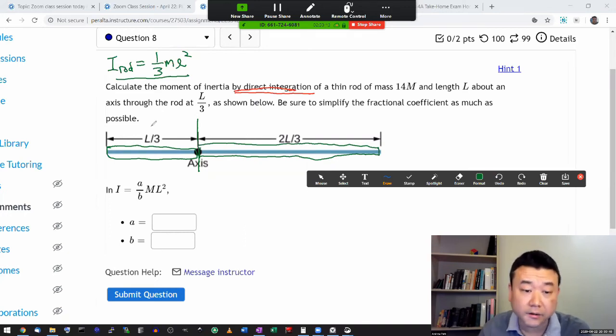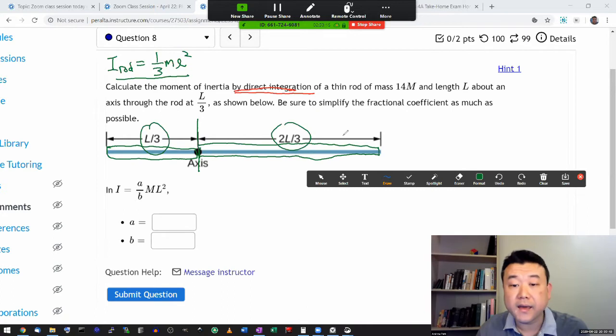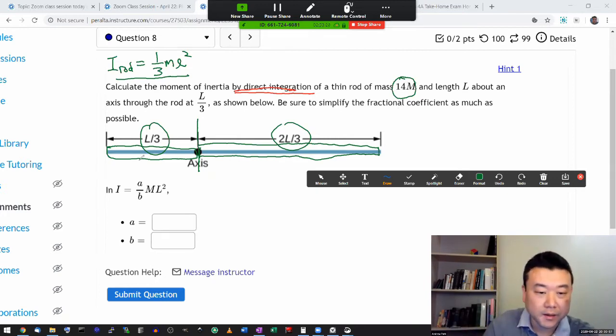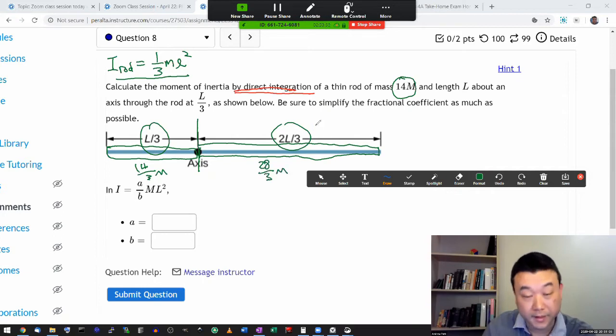The lengths are already there, so I can use that. Mass is where I have to be careful, because it's m for the entire thing. So it's going to be 14/3 m for this and 28/3 m for this. All right, let's write down the total rotational inertia.